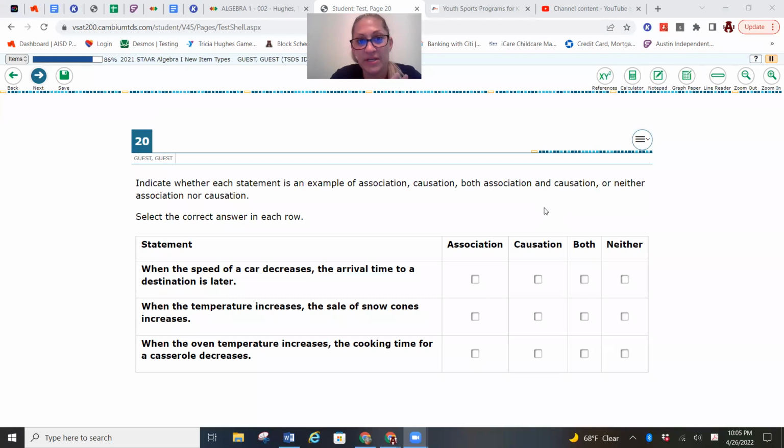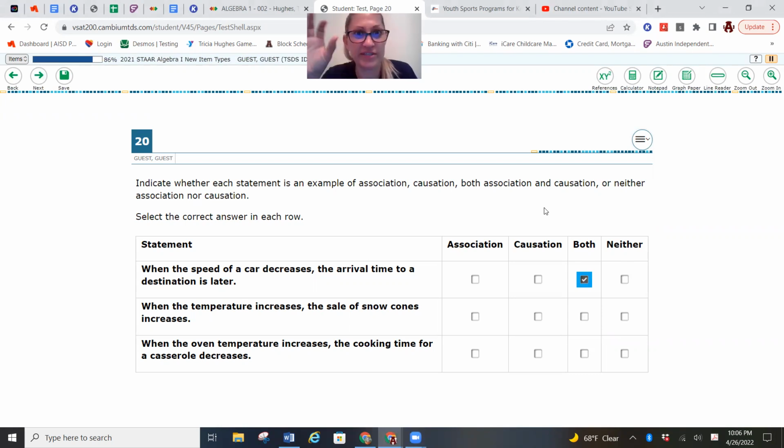Indicate whether each statement is an example of association, causation, both association and causation, or neither association or causation. Select each correct answer in each row. When the speed of a car decreases, the arrival time to a destination is later. Okay, those are related. When I go slower in my car, it's going to take me longer to get there, right? Now, to me, that's both.